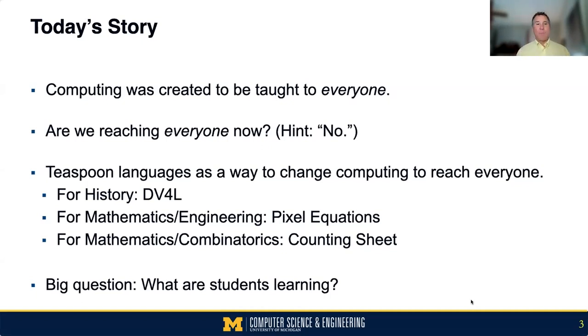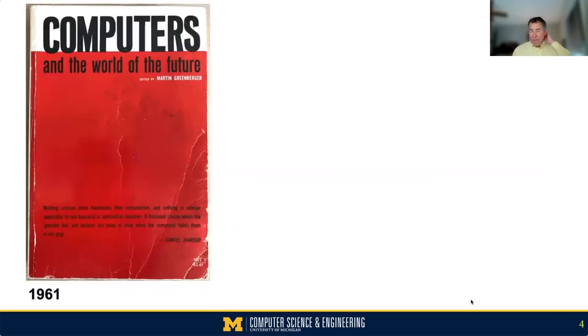And then I'm going to talk about our approach to using teaspoon languages as a way to change computing to reach everybody. We'll talk about one we've created for history, one that we've created for mathematics and engineering called pixel equations, and another one we've created for mathematics and combinatorics. And then I want to get to the big question that I'm hoping this audience can help me explore. So what are the students learning here? What do we want to call that? What are the goals?